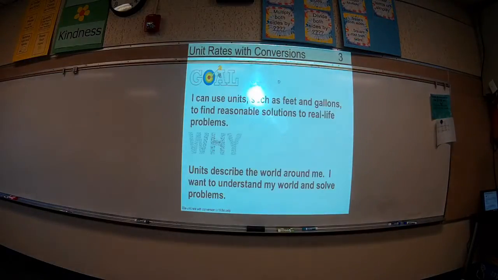What is the current learning goal? And I'll keep practicing names here. It's going to be Miranda. Current learning goal, Miranda. I can use units such as teaching hours to find new units. Excellent. And then Gavin, why? Units describe the world around me. I want to understand my world and solve problems.